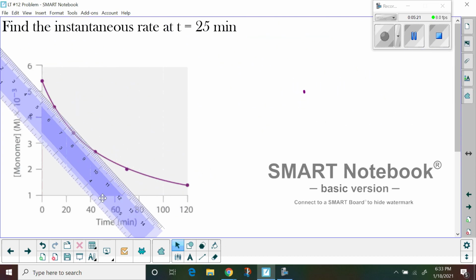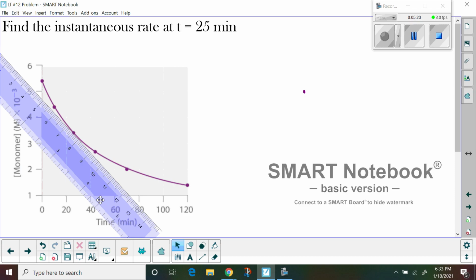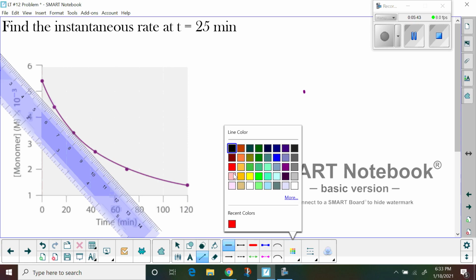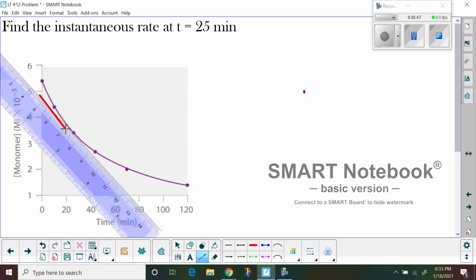I'm going to hold that ruler up to the graph where you see my ruler only touches that 25-minute mark at that one point. So the slope of that line is going to give me the rate of reaction at exactly 25 minutes. So I'm going to draw that particular line here. I'm going to trace it right down my ruler.